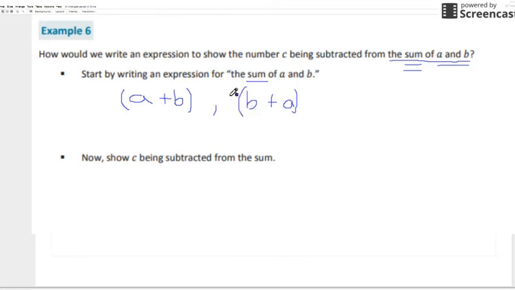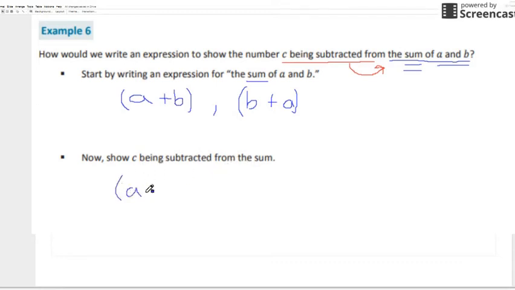The next part says, and here we go again, C is being subtracted from this answer. So another situation. C is being subtracted from, so it means I have to do this first. I have to add A and B, and then I can subtract C from it. So to finalize this, it says now show C being subtracted from the sum.